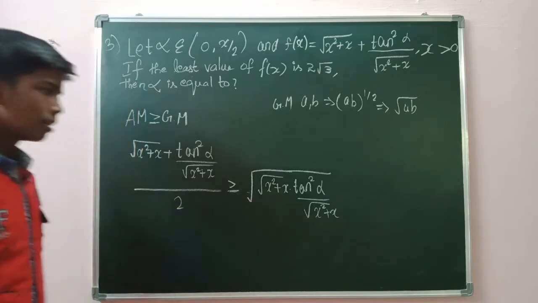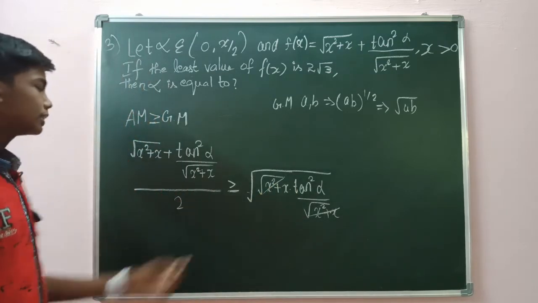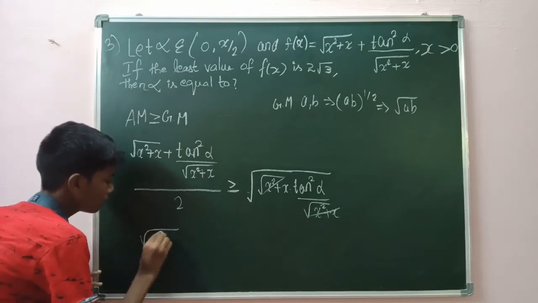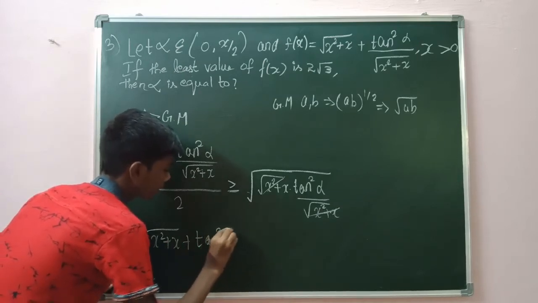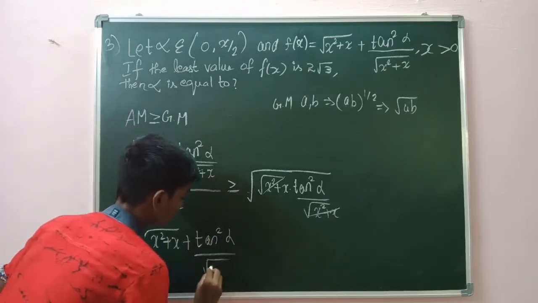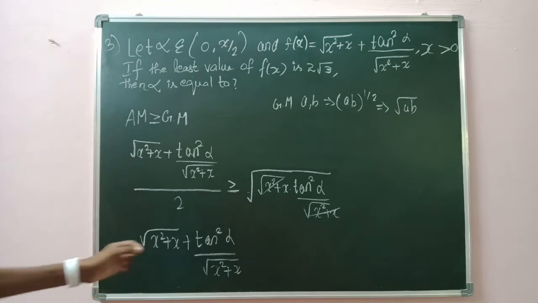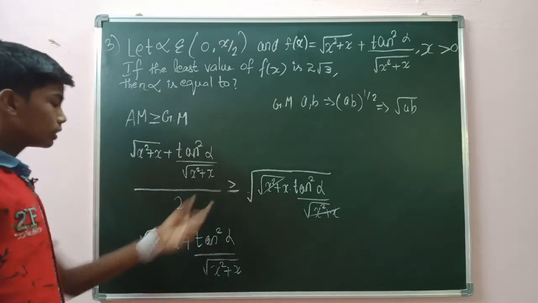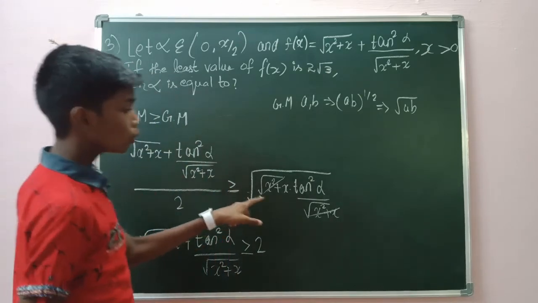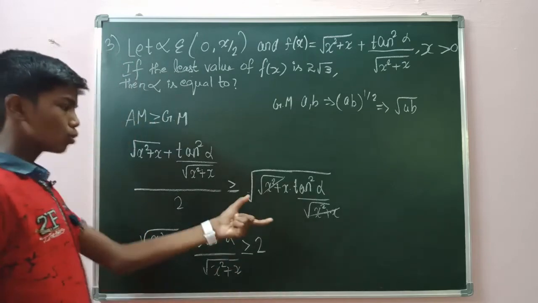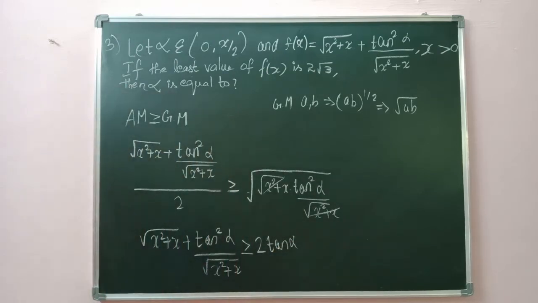This is your GM. Now I can cancel this √(x² + x) and √(x² + x). Now I will take this 2 to this side, then I will get √(x² + x) + tan²α/√(x² + x). When I take this 2 to the RHS, I will get this greater than or equal to 2 into √(tan²α), because these two terms are cancelled. So the root of tan²α is tan α. Such a simple thing. The root of tan²α is tan α.